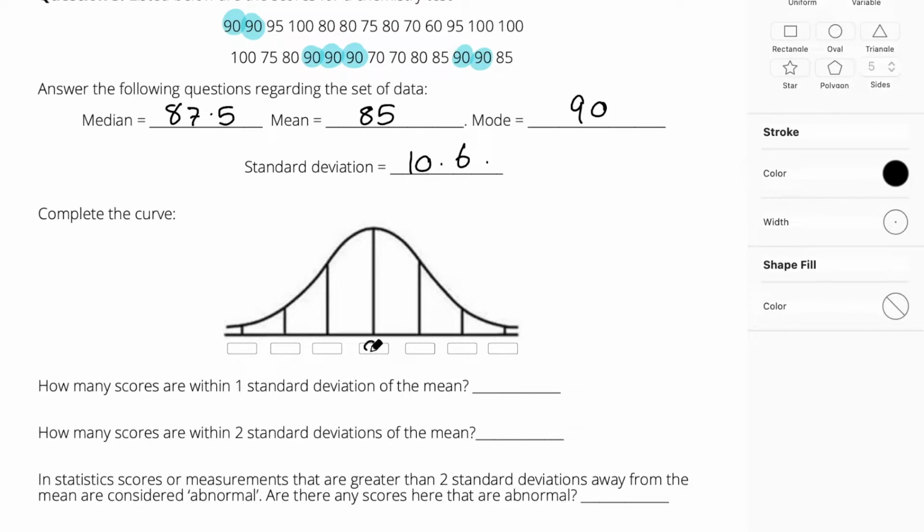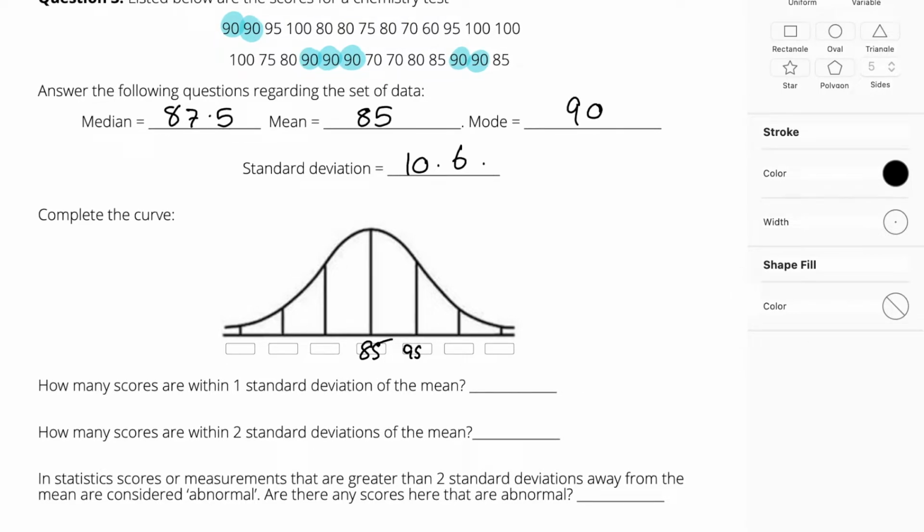I know that here is going to be 85, standard deviation of 10.6, so that puts me at 95.6, and it puts me at 106.2. And then we're going to have down this side 74.4, and we're going to have 63.8 down this section.